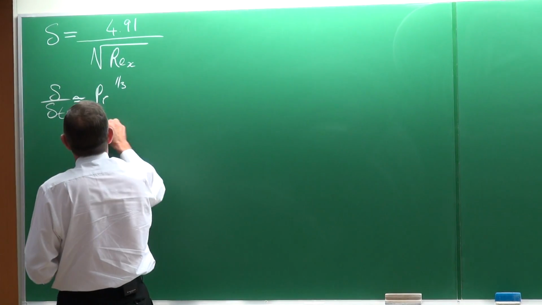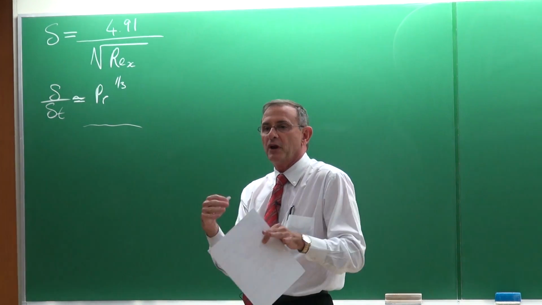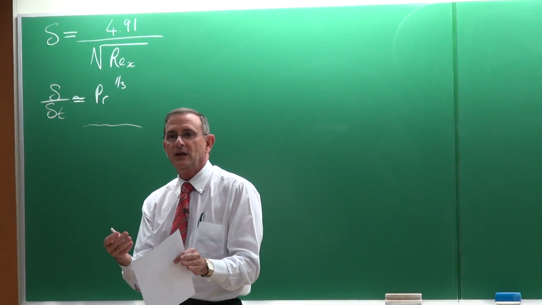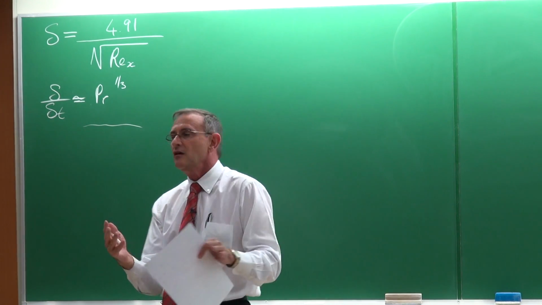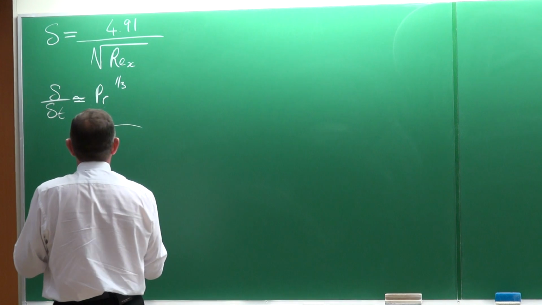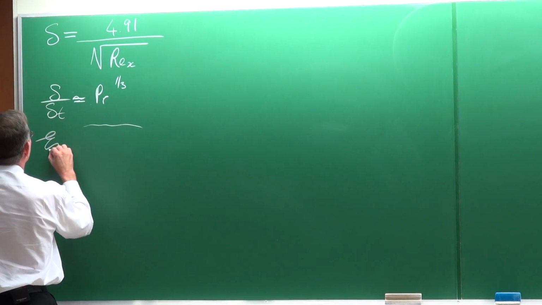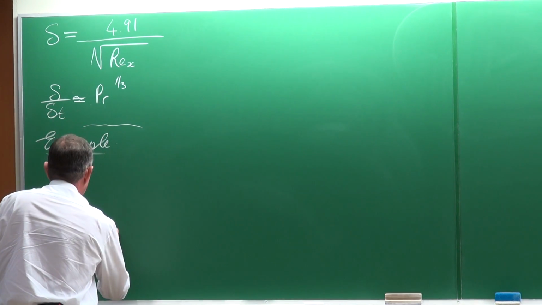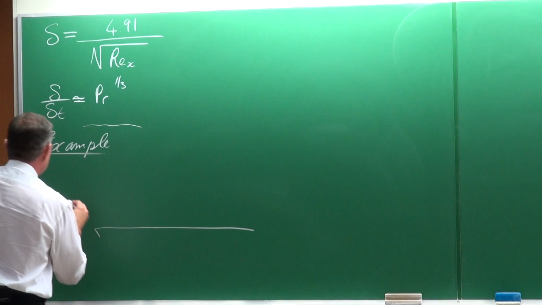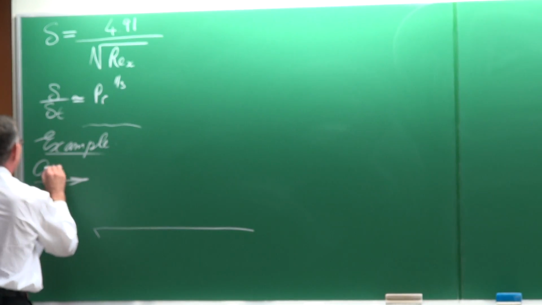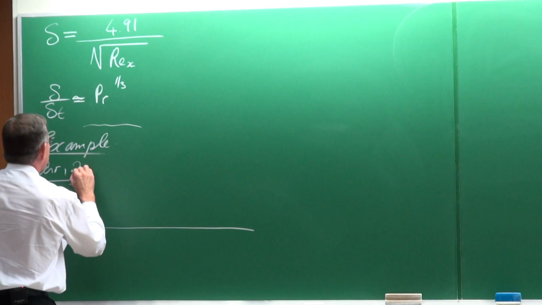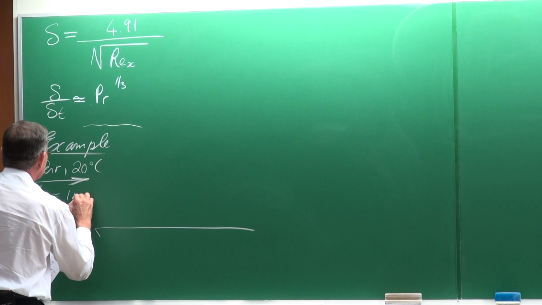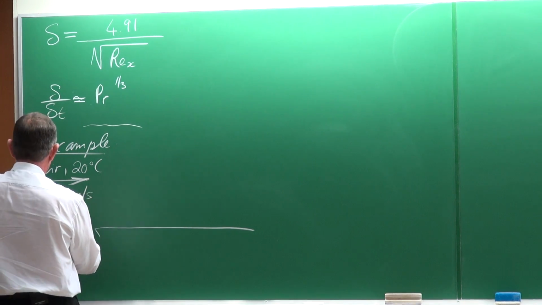So after all this theory, let's just do a practical example so that you can see what we are doing, where we are going, and get a practical feeling for what we are busy with. The example that we are going to do is flow over a flat plate, and it's flow of air, and its temperature is 20 degrees Celsius. Its free stream velocity is equal to 1 meter per second.